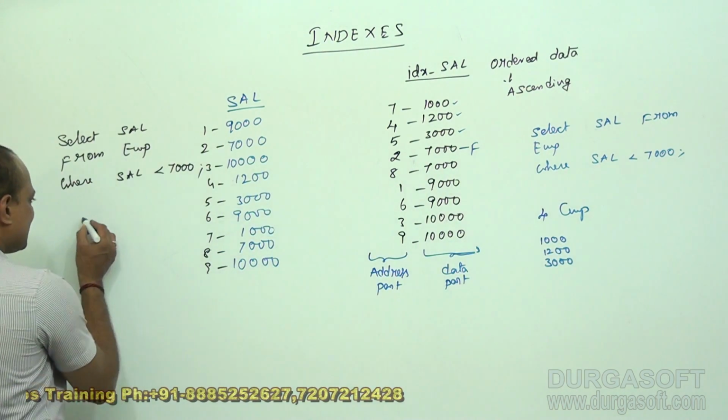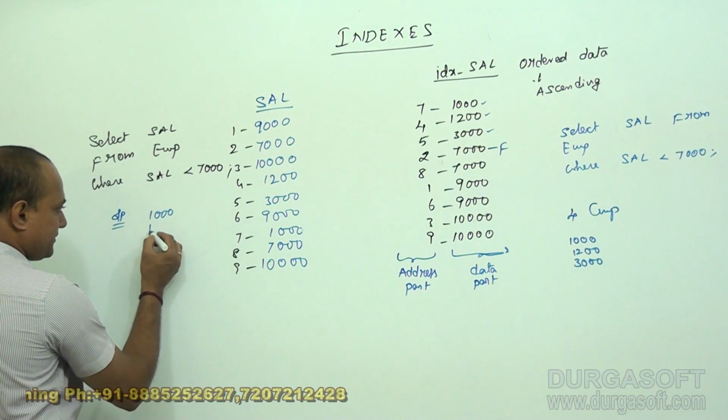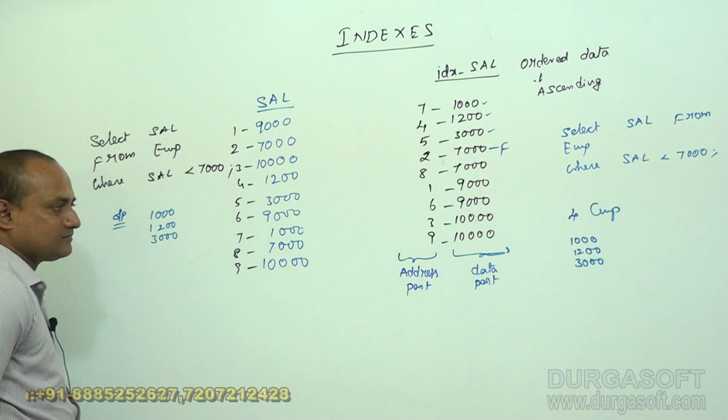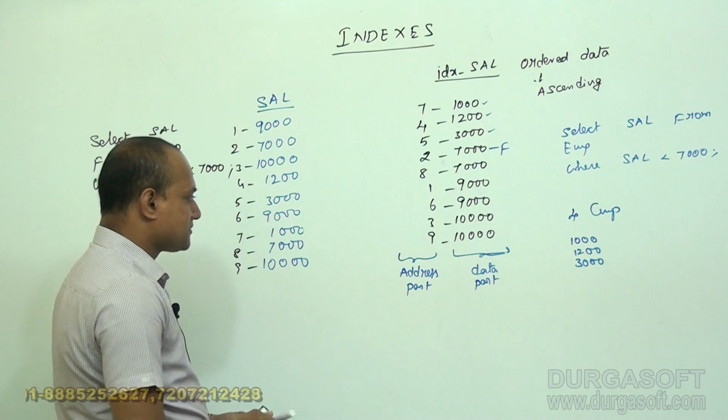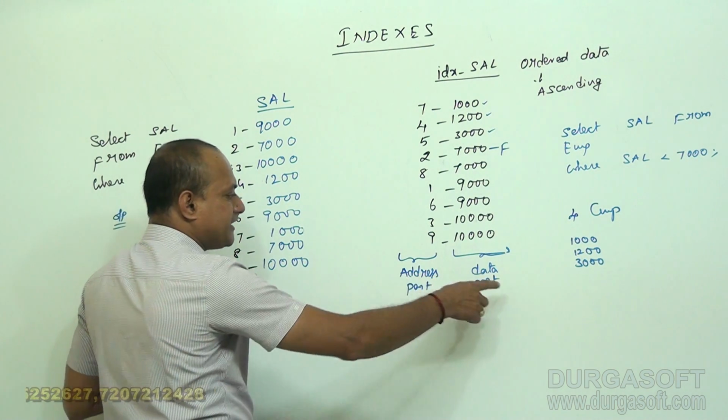Here also you are getting the same output. There is no change in the output: 1000, 1200 and 3000. So I think you understood the difference before index creation and after index creation.